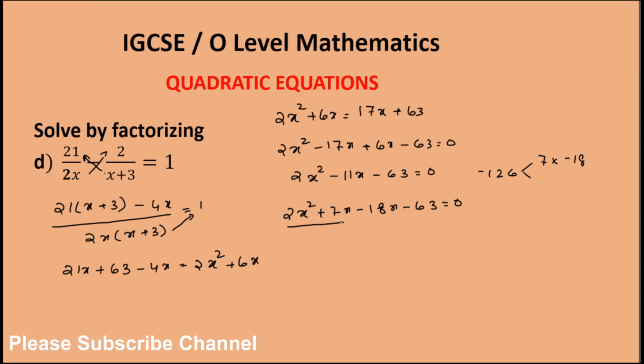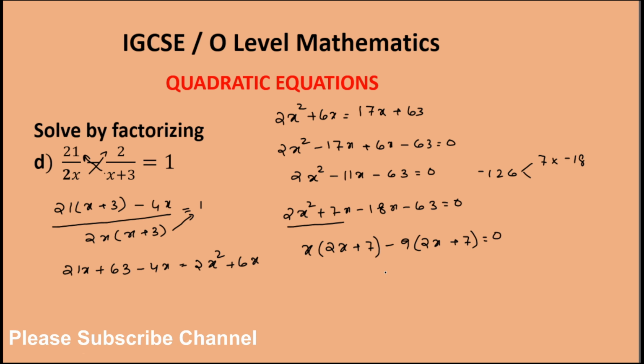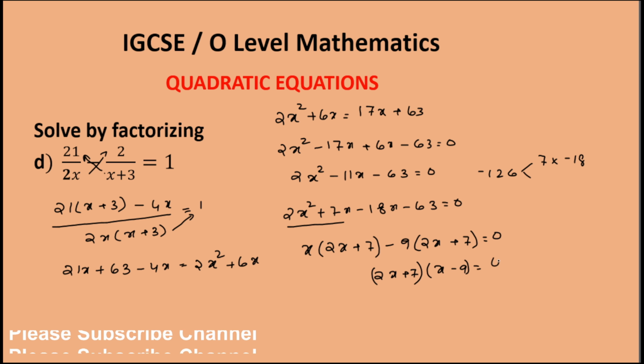Taking the common from the first two terms, we get x as common, remaining 2x plus 7. And minus 9 is common in the second two terms: minus 18x divided by minus 9 is 2x, and minus 63 divided by minus 9 is plus 7, equal to 0. Again common: (2x plus 7) into (x minus 9) is equal to 0. So x is equal to minus 7 by 2 and x is equal to plus 9. These are the two values.